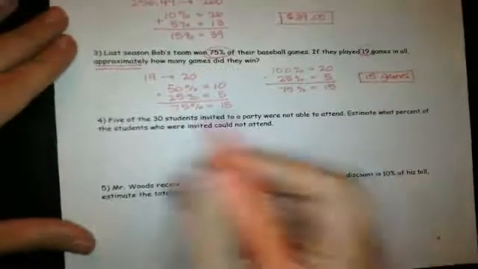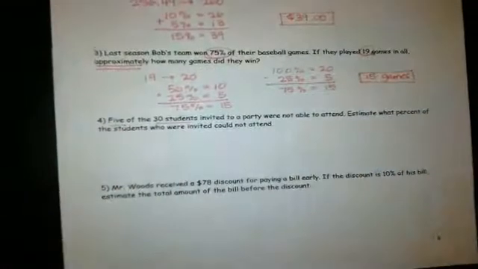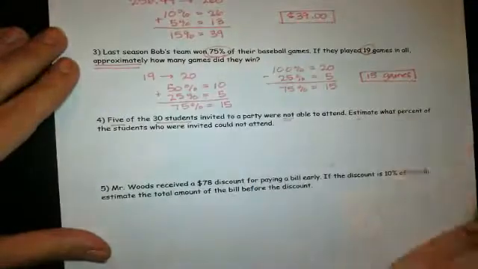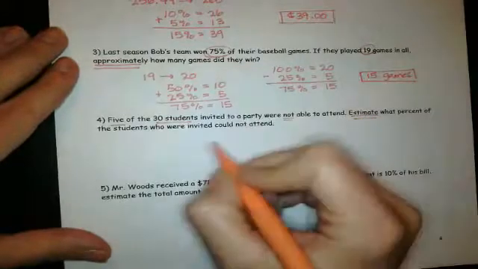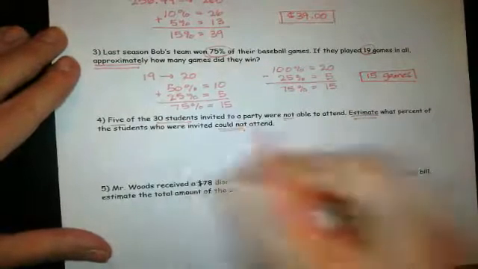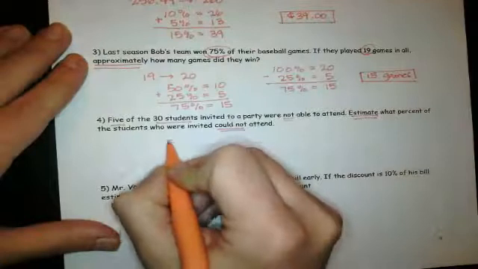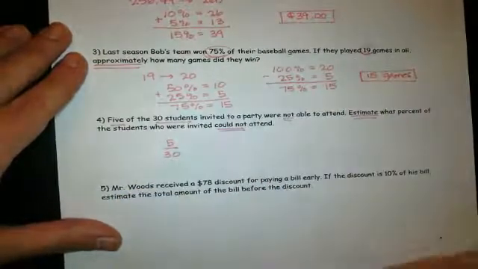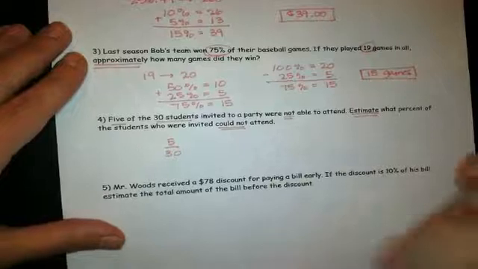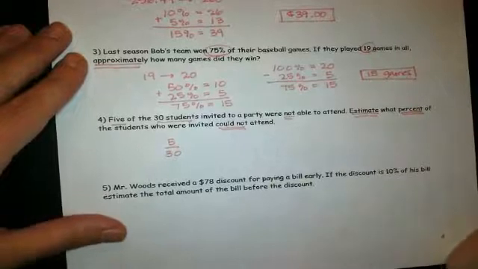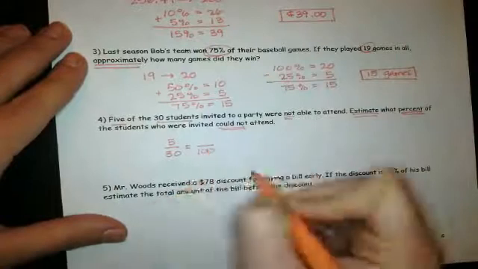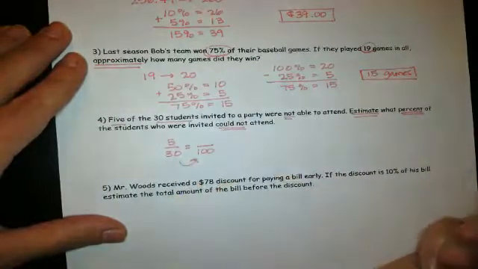Number 4, 5 of the 30 students invited to a party were not able to attend. Estimate what percent of the students who were invited could not attend. Okay, so 5 out of 30 could not attend. The problem is, if we're trying to figure out what percents are out of 100, and if we're trying to go from 30 to 100, that's not a nice scale factor.